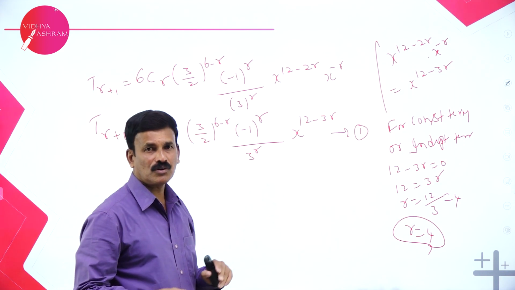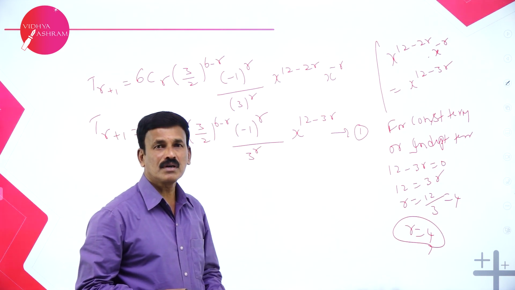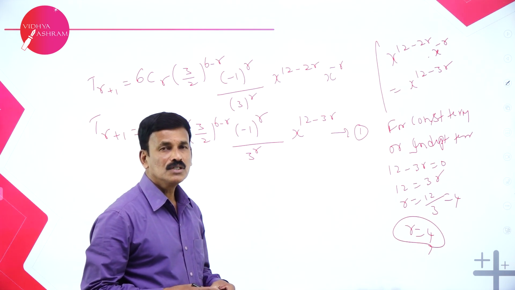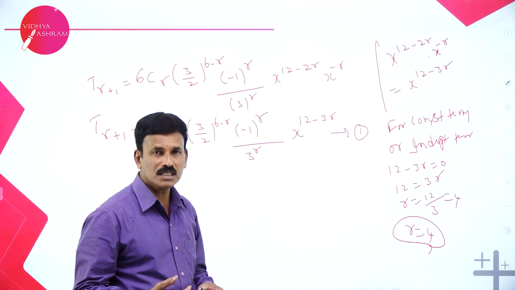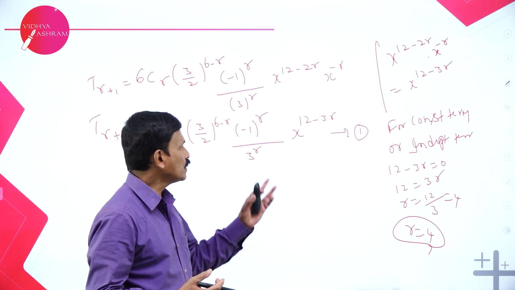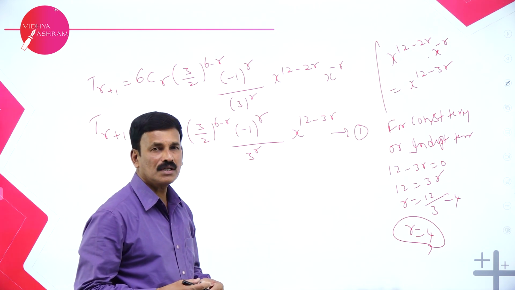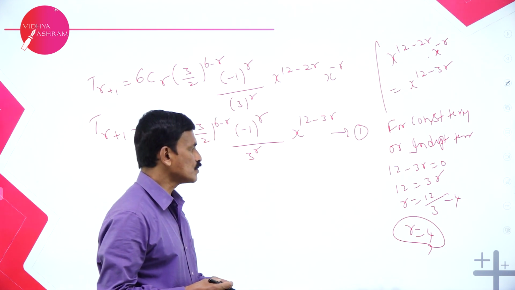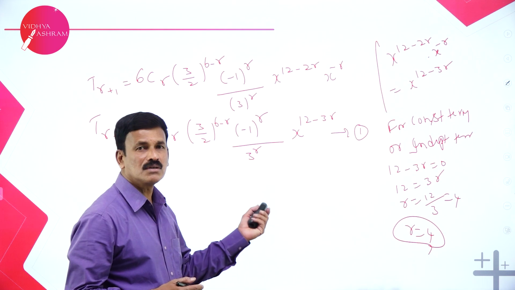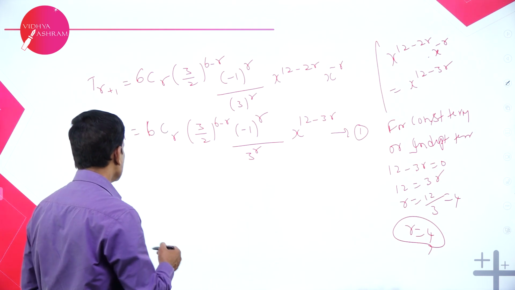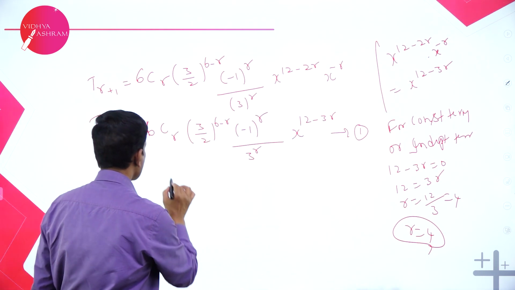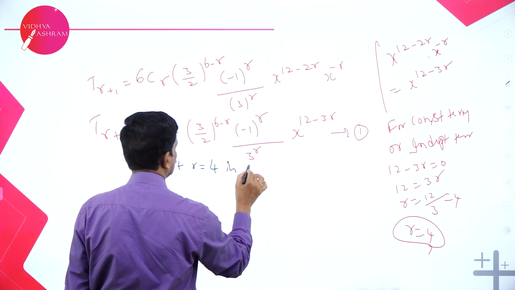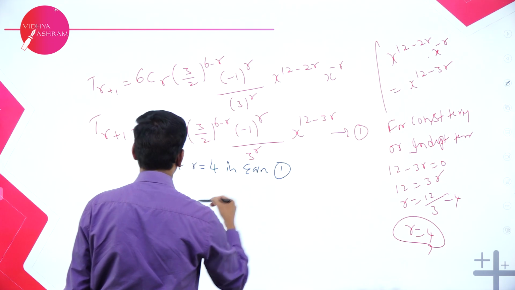For the independent or constant term, equate the power of x, that is x^(12−3r), to x^0. Equate 12 minus 3r to 0, which means 12 is equal to 3r. r is equal to 12 by 3, which is 4. Now put r equal to 4 in equation number 1.